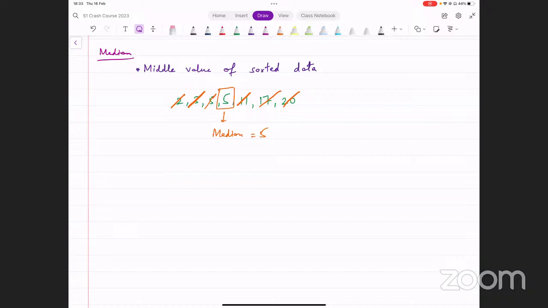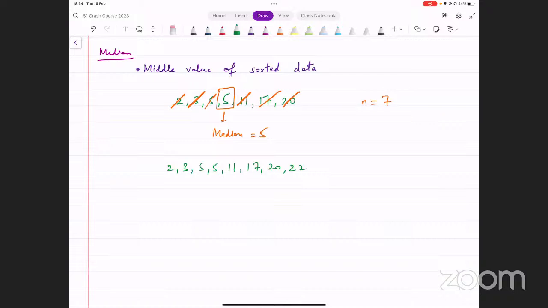Now, in this case, you had an odd number of values. So, in this case, the number of values n was equal to 7. So we had only one number in the middle. However, if we were to slightly change this data such that we have 2, 3, 5, 5, 11, 17, 20. So we have the same bunch of numbers as before, but now at the end, we also have another number. Let's say we have 22. All right, so now we've got 8 numbers, 8 values.